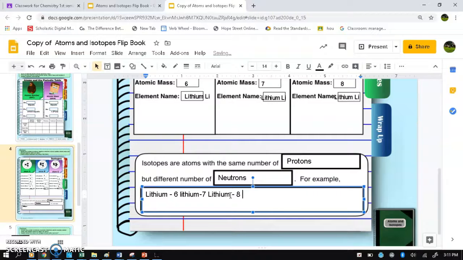And how they're that way is because we definitely know that lithium has 3 protons because it wouldn't be lithium if it wasn't that way. But this just shows the mass of different neutrons. So we don't have to write a ton of stuff down. And there's some easy ways to do this.